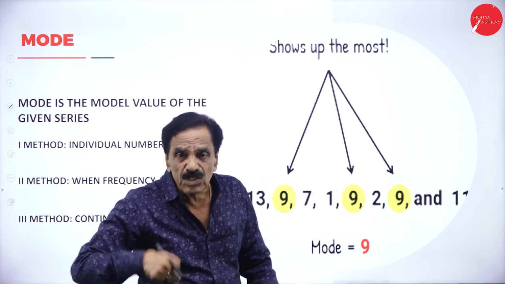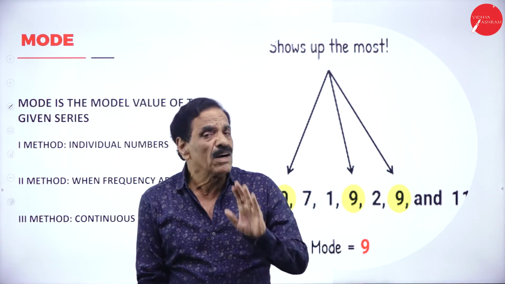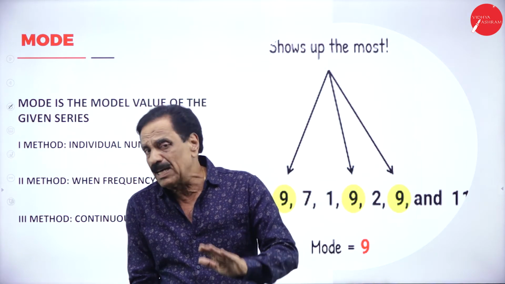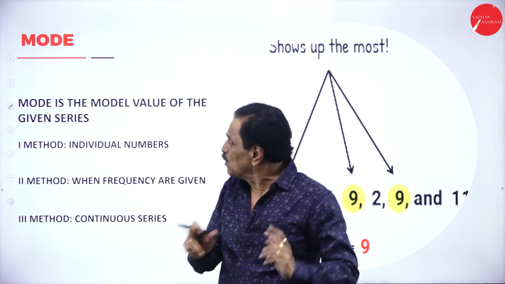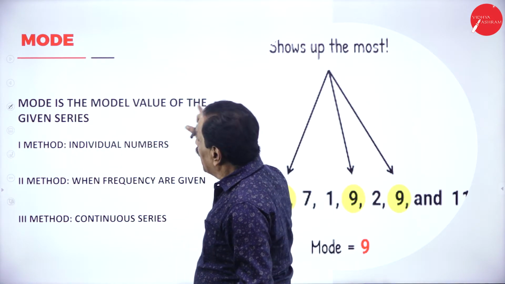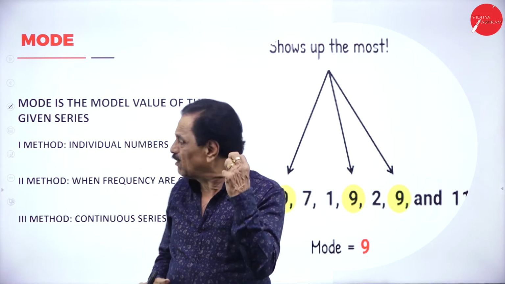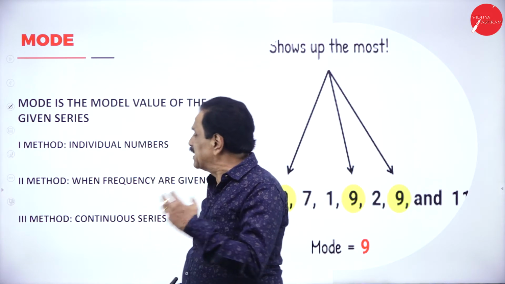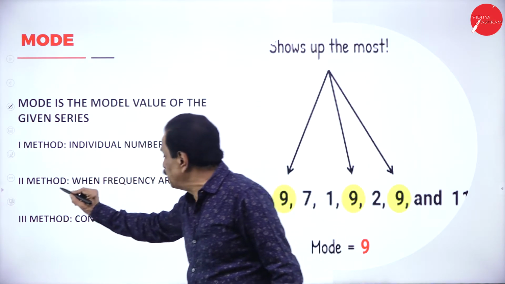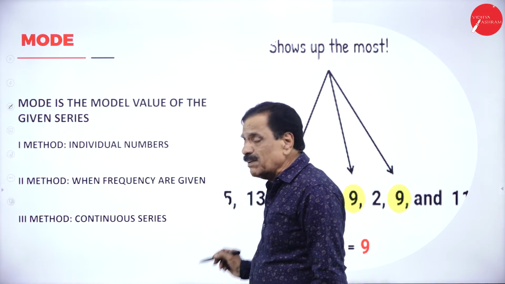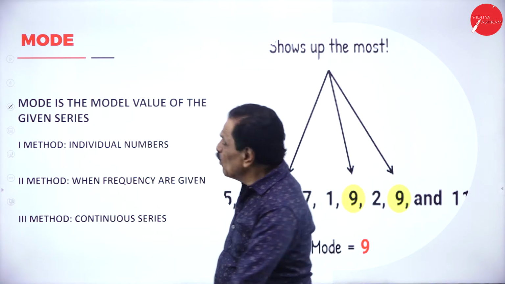So the next unit comes now. In the measure of central tendency, we have to study mean, median, and mode. Now we talk about the mode. What is mode then? Mode is the model value of the given series. Model value, most important value of the series. There are three methods. First method, individual number. Second method, when the frequencies are given. Third method, for continuous series. We'll go one by one.